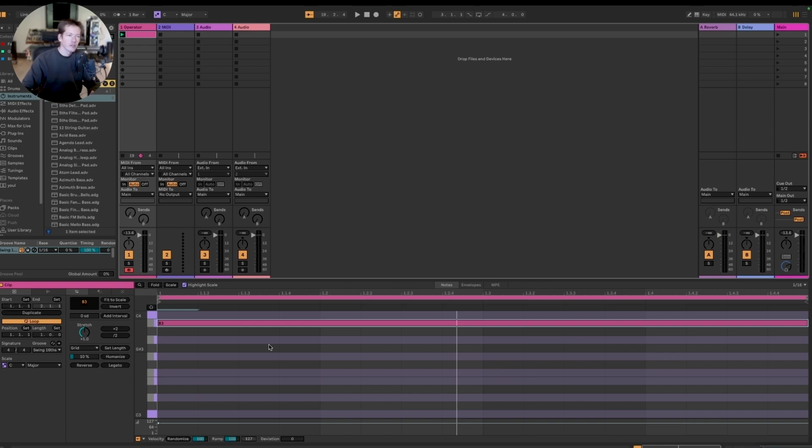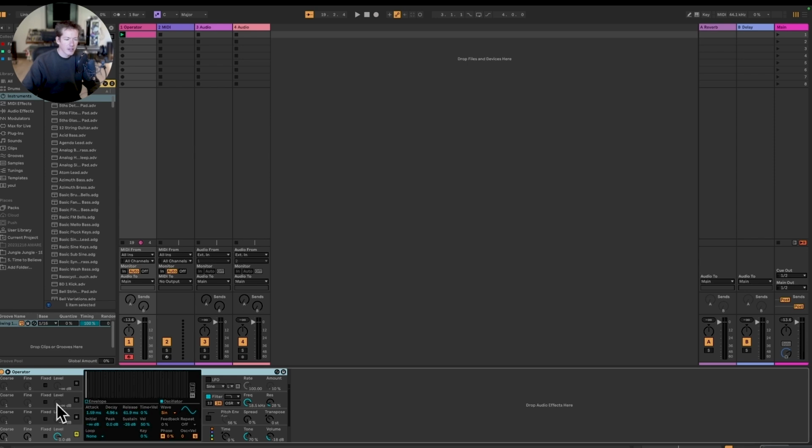And you know what? Operator, the stock plugin from Ableton, is said to be an FM synth. You have different modes. You can do additive, but the basic mode is FMing. You are modulating the first oscillator with the second, with the third, and the third with the fourth. Well, you know what? It's also doing phase modulation.